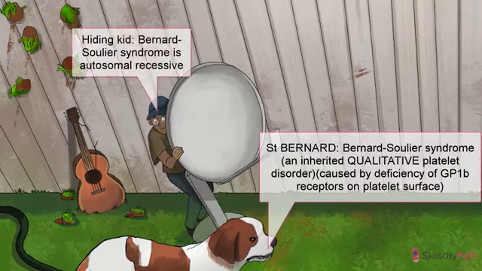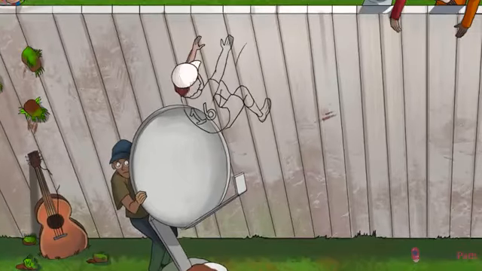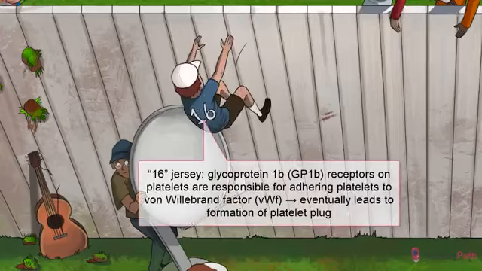This syndrome is an autosomal recessive qualitative platelet disorder caused by a deficiency of GP1B receptors on the surface of platelets. So, because it's an autosomal recessive, we've brought in our recessive shy kid, cowering in fear. And because GP1B isn't working properly, we've got a kid falling off the wall, wearing the number 16. Or 1B, that is. Glycoprotein 1B normally helps platelets bind to von Willebrand factor expressed on the vascular endothelium.